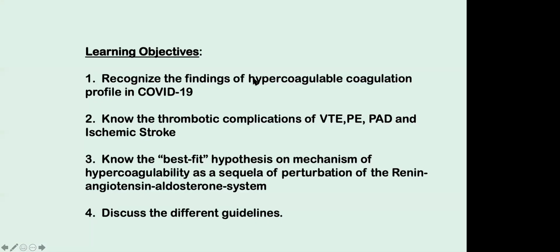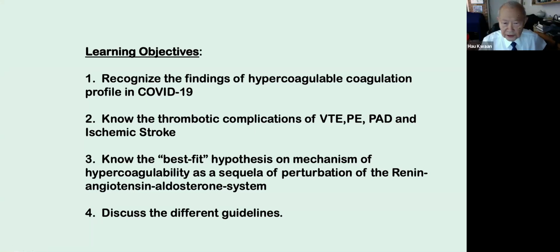So the objectives of today's talk will be recognizing the hypercoagulable state in COVID-19. Then second, to know the thrombotic complications, such as VTE, PE, and so on. And third, to find the best fit hypothesis on the mechanism of this hypercoagulable state. And finally, discussing how to handle it and the different guidelines that different organizations have put forth for this.